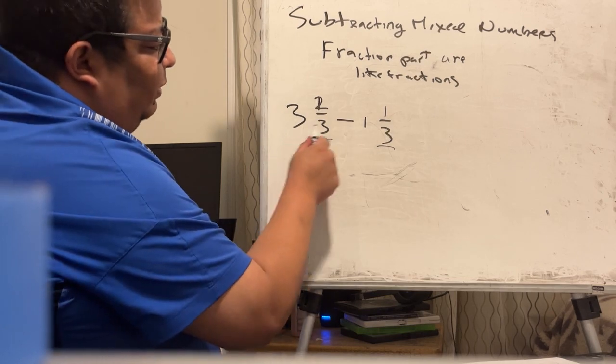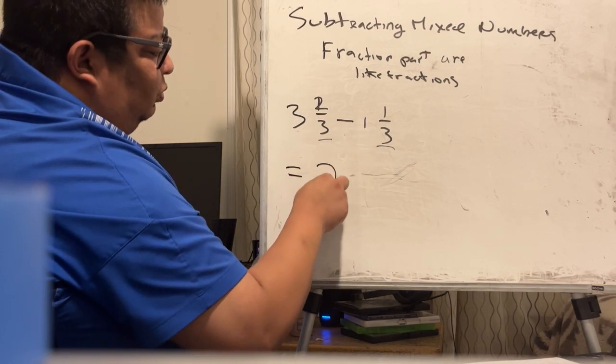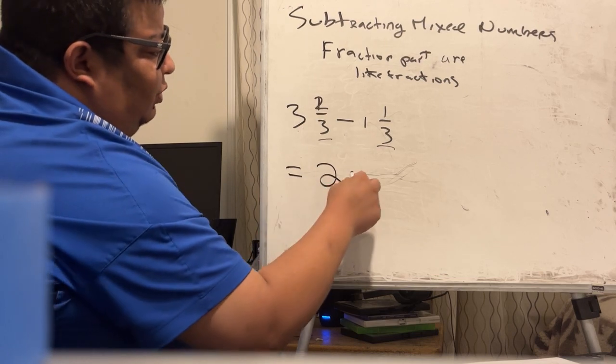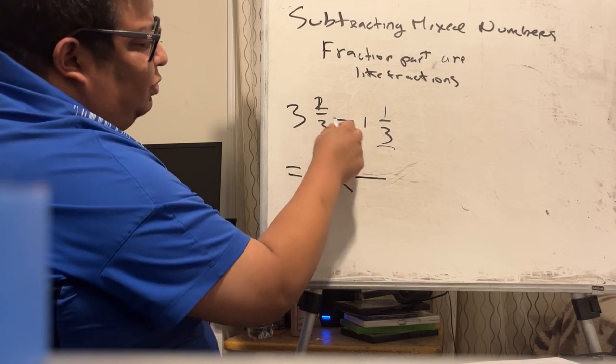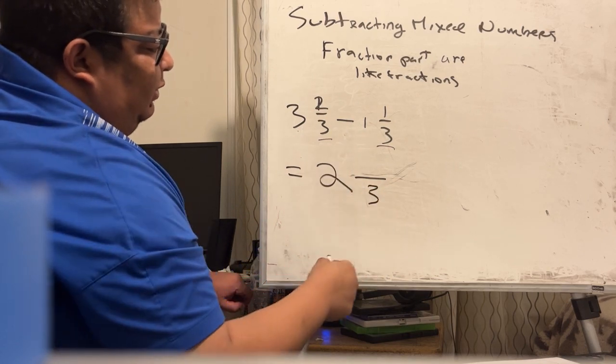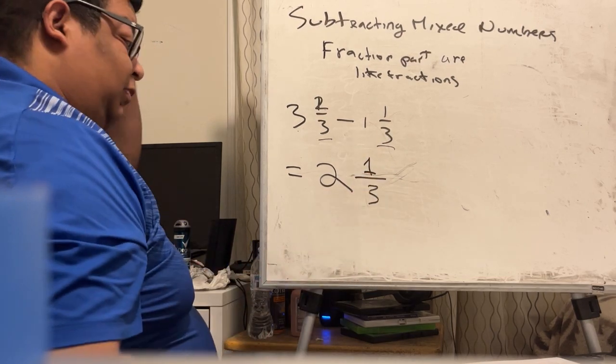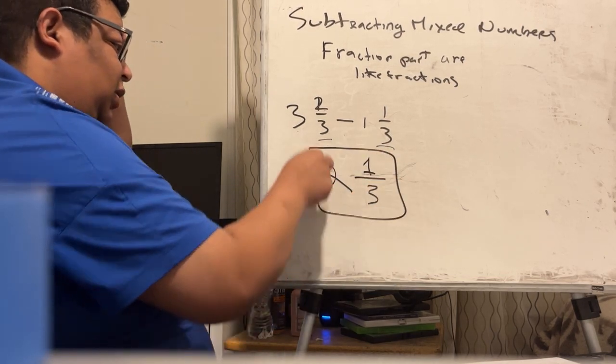Then you subtract the integer parts. For example, 3 minus 1 is 2. And then you do just like fraction subtraction: you subtract the fractions. The answer is going to have a denominator of 3, and 2 minus 1 is 1. So the final answer is 2 and 1/3.